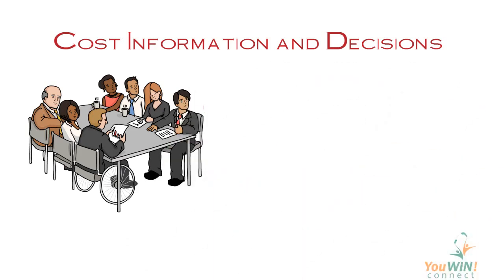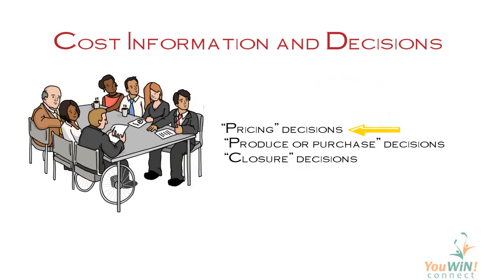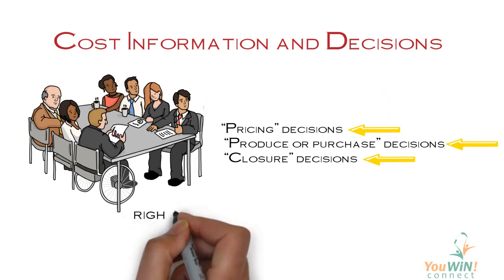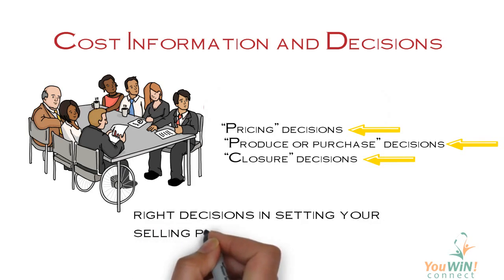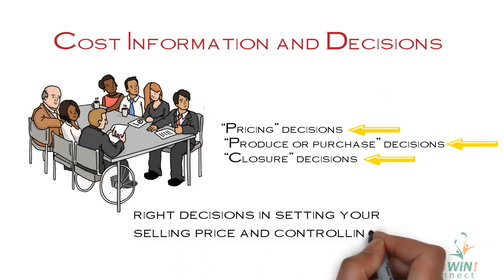Examples are pricing decisions, what price to sell your product, produce or purchase decision. Do we produce our raw materials or do we purchase them? Cost information is also required for closure decisions when negotiations take place. All these are very important to make the right decisions in setting your selling price and controlling your cost.